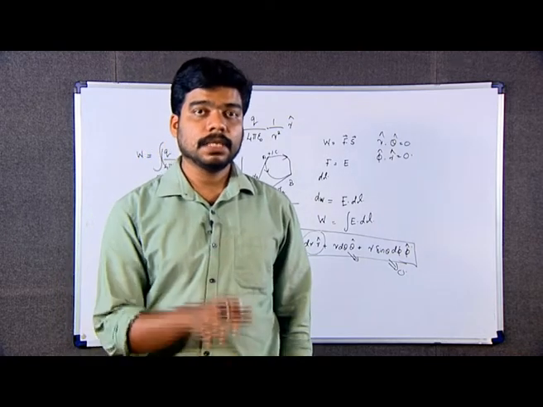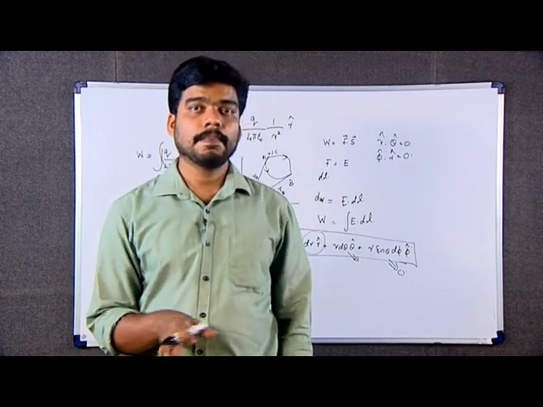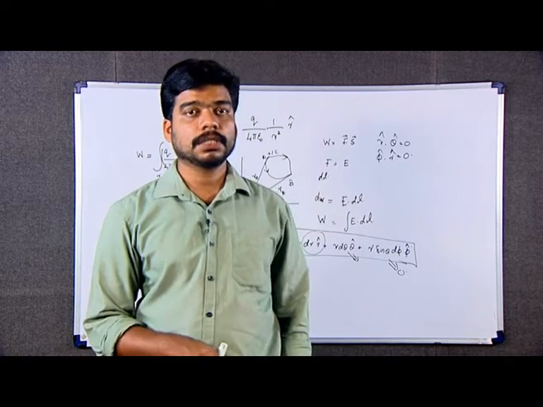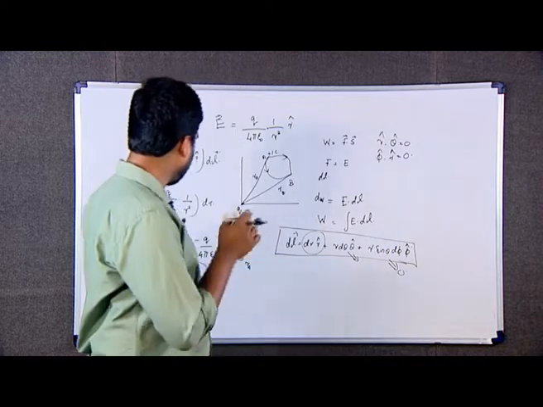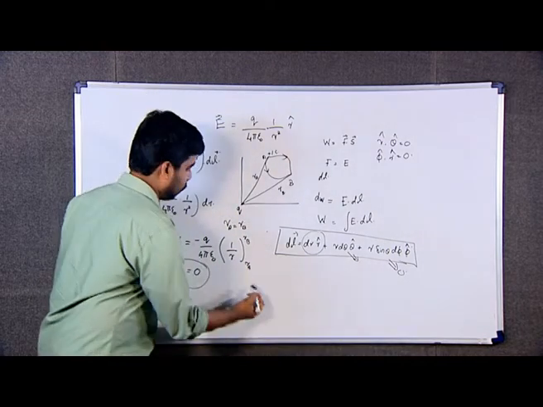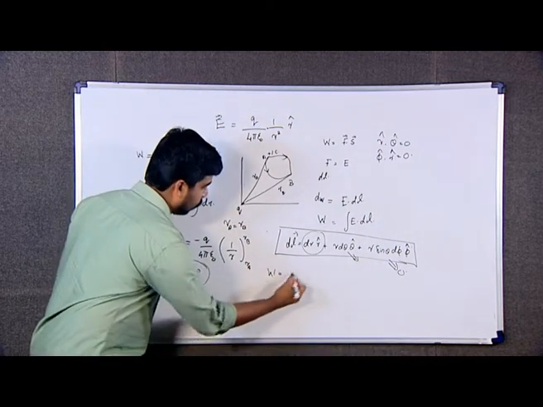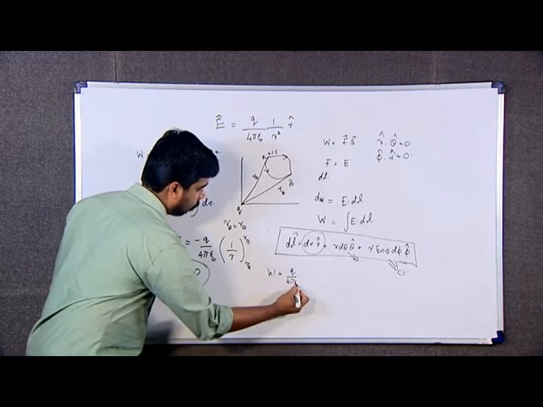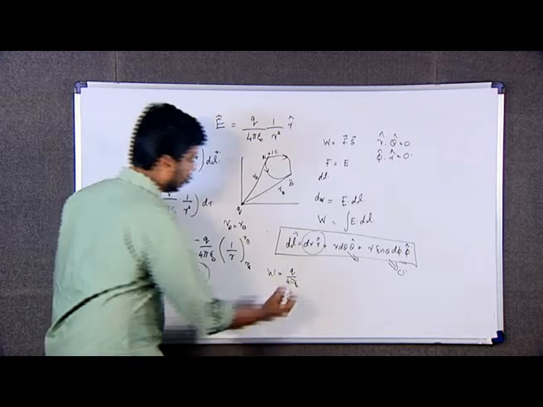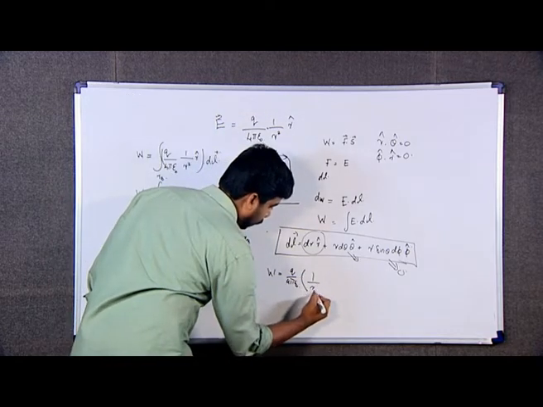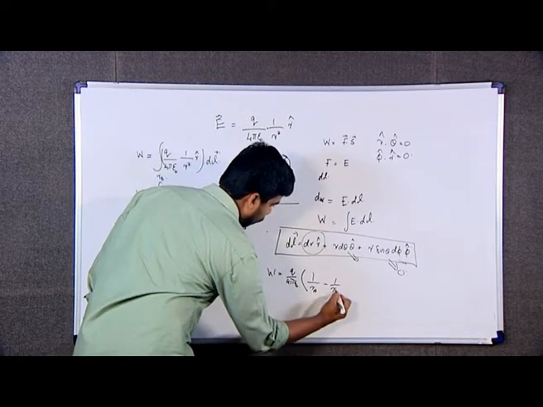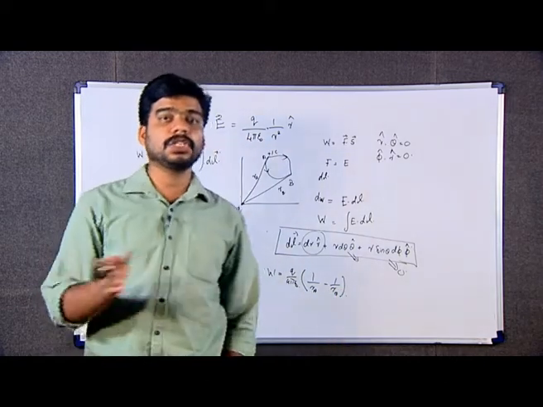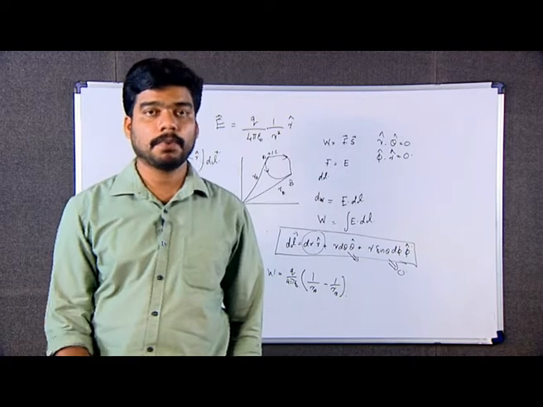So, that means the total work done by the E depends only on the initial and final points. If the initial and final points are not the same, then the work done is equal to q by 4 pi epsilon 0 into (1 by Ra minus 1 by Rb). That means the work done depends only on the initial and final point.